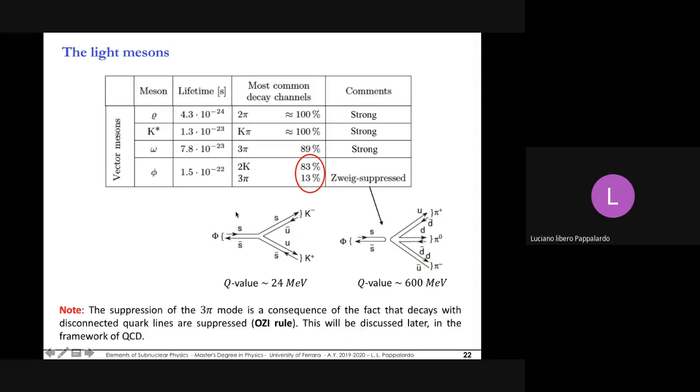And this is due to a suppression rule called the OZI rule, that we will see in more detail when we study QCD. So we will study then why this decay, despite the much larger phase space, is actually suppressed.